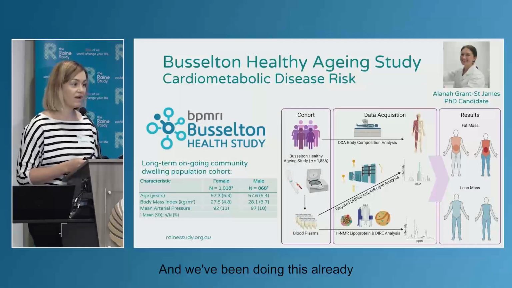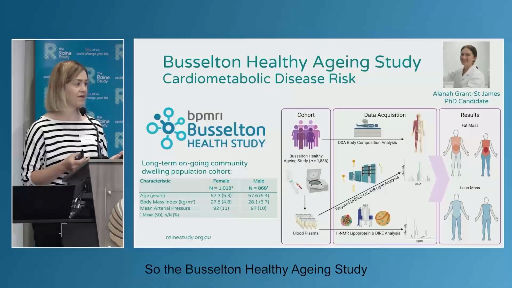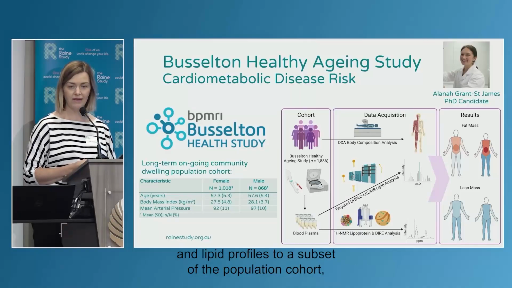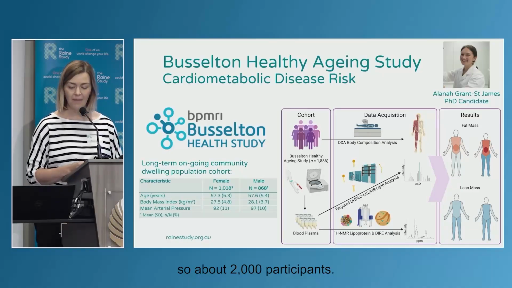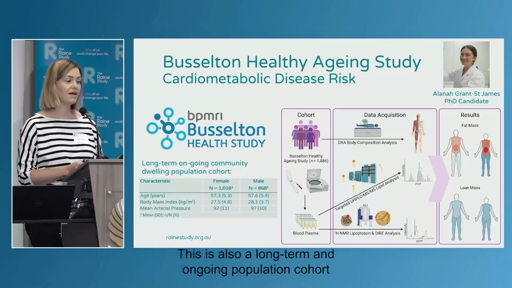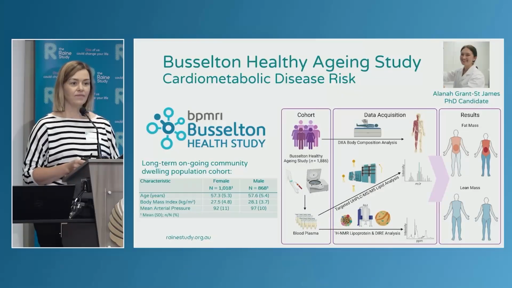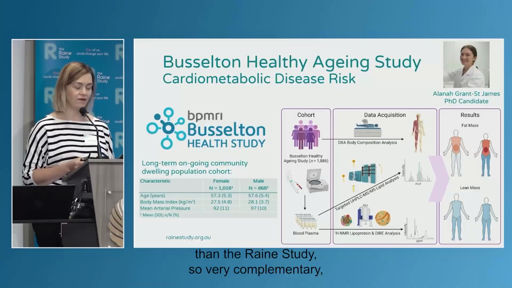And we've been doing this already with some of the WA population cohorts. The Busselton Healthy Aging Study is one where we've applied our lipoprotein and lipid profiles to a subset of the population cohort, so about 2,000 participants. This is also a long-term and ongoing population cohort within the WA community, angled towards a slightly older population group than the Raine study, so very complementary.